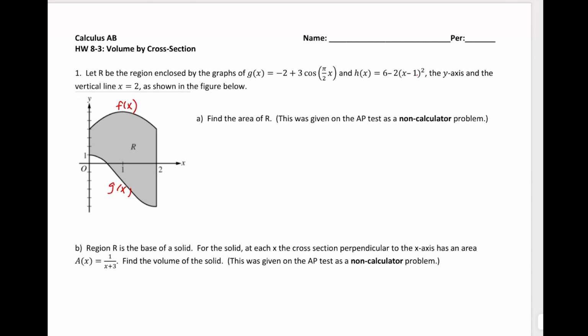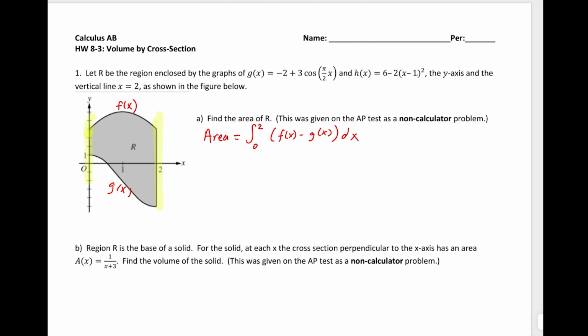So the first part of this asks us to find the area of the region. And on the AP test that this problem came from, this was on the non-calculator portion, so we will have to find the antiderivative by hand here. So let's set it up. The area is going to be the definite integral between 0 and 2, those are the boundaries of the interval. And then we're going to do top minus bottom here. So we're going to have h of x minus g of x dx.